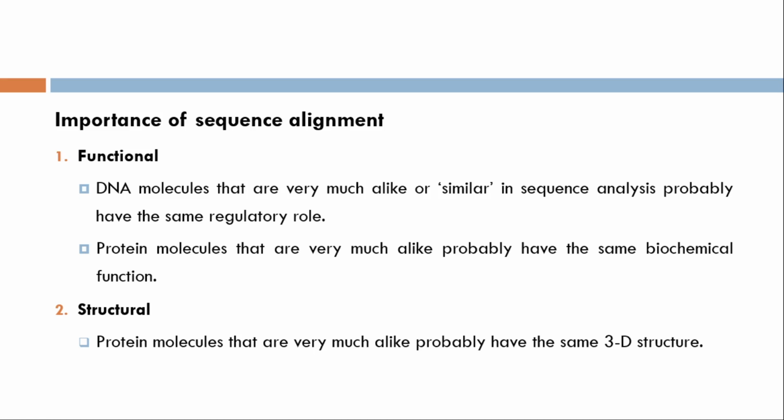So, how can you determine the structure of any particular protein? There are three methods available: number one, X-ray crystallography, then NMR, and electron microscopy. If you go to the PDB, I think you already studied the Protein Data Bank, more than 95% of the structures are solved through X-ray crystallography.